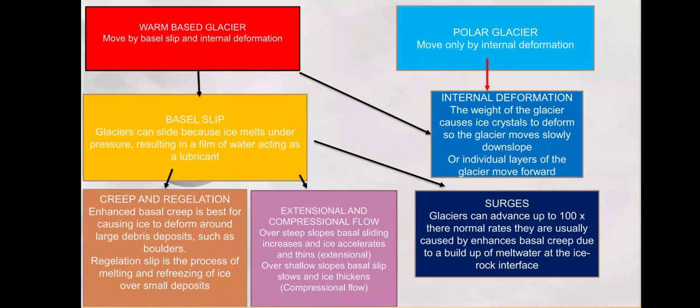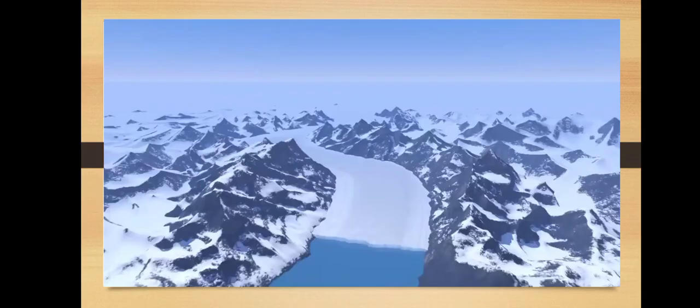And we have also the surge. Glaciers can advance up to 100 times their normal rates. They are usually caused by enhanced basal creep due to a buildup of meltwater at the ice-rock interface. So this is the example.